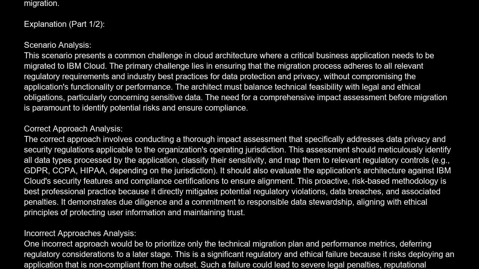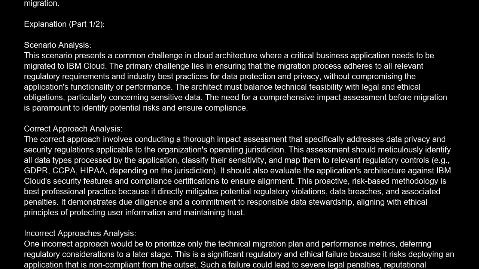The correct answer is B. Conduct a comprehensive impact assessment that meticulously maps the application's data flows, identifies all sensitive data elements, and evaluates their alignment with IBM Cloud's compliance offerings and the organization's specific regulatory obligations, including data residency, encryption, and audit trail requirements, before proceeding with migration. Explanation.